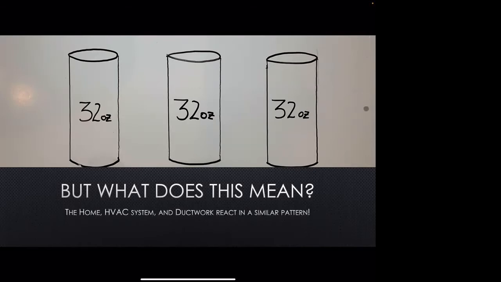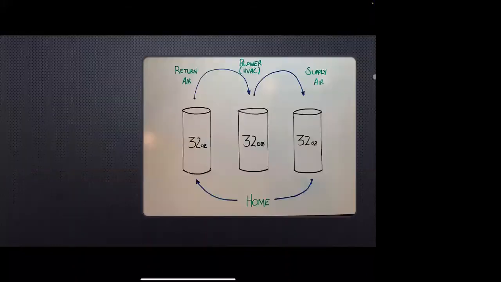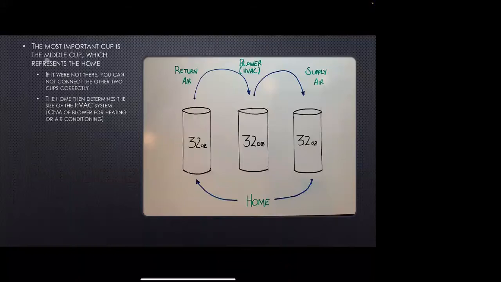Well, the home, the HVAC system, and the ductwork react in a similar pattern, except we can see water, right? We can't necessarily see air, but this gives a good visual representation of what's actually happening within a home and a great analogy to use with homeowners. So the most important cup is the middle cup. Without this middle cup, I cannot connect the other 2 cups. And that most important cup represents the home.